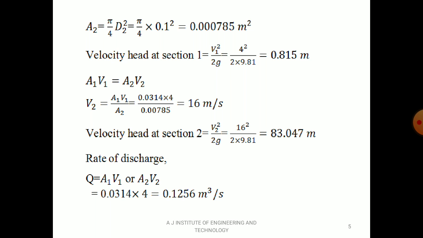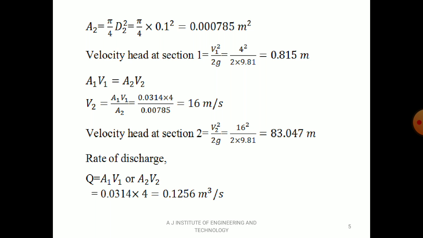In addition to the velocity head at section 1 and section 2, they have asked for the rate of discharge. As I told you, Q equal to a1 v1 equal to a2 v2, so you can use either equation. I'll go with a1 v1. Q equal to a1 v1, a1 is 0.0314, v1 given in the problem is 4, so that is equal to 0.1256 meter cube per second.